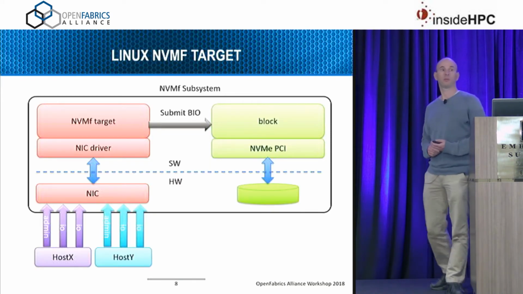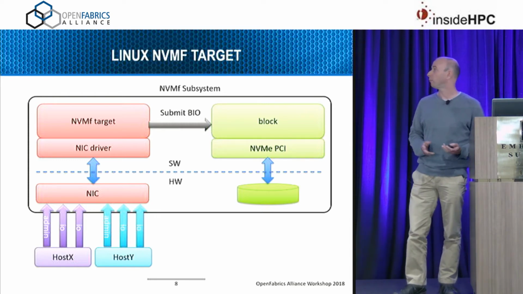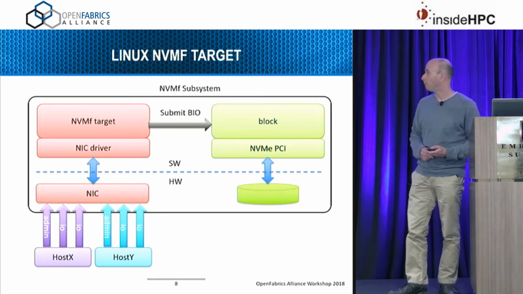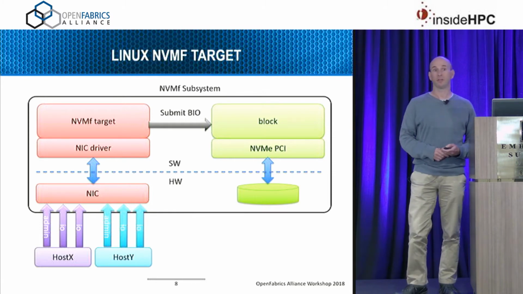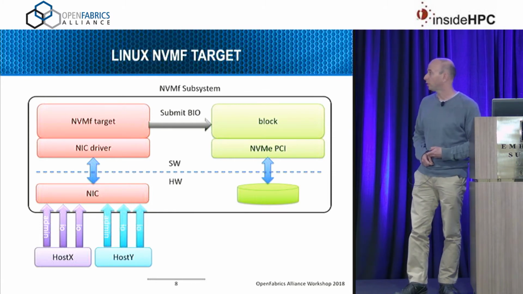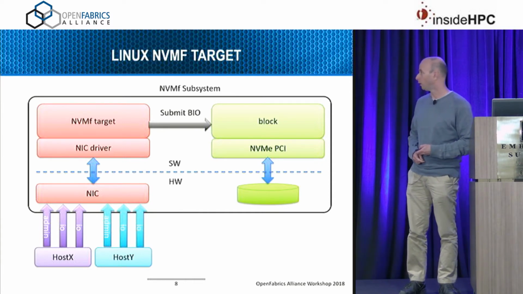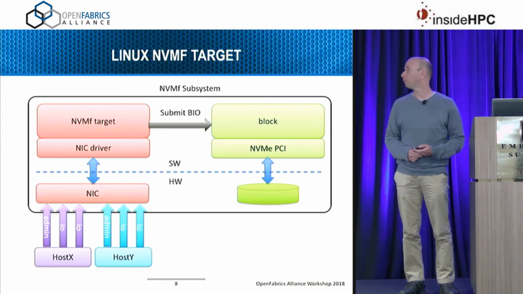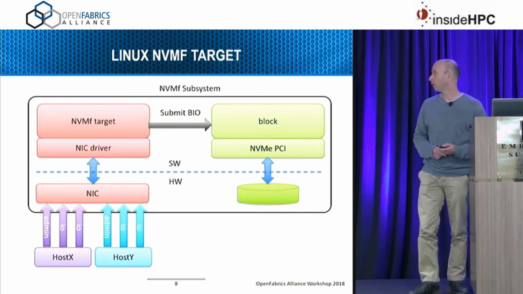When we look at how an NVMe-oF target is implemented, this is a high-level diagram of what's happening in Linux. You have here the NVMe-oF target driver. It sits atop an RDMA NIC. You have hosts connecting to it. So this whole thing is your NVMe-oF subsystem. Each host that establishes an RDMA connection to the admin queue essentially forms an association with the controller and submits commands.